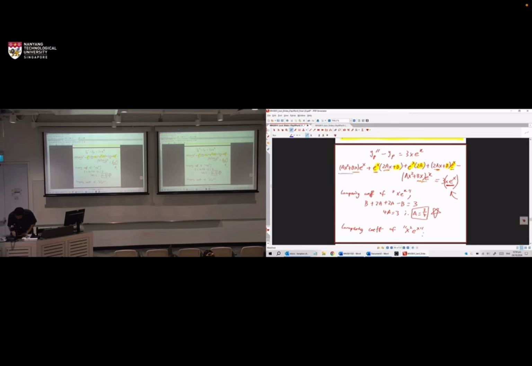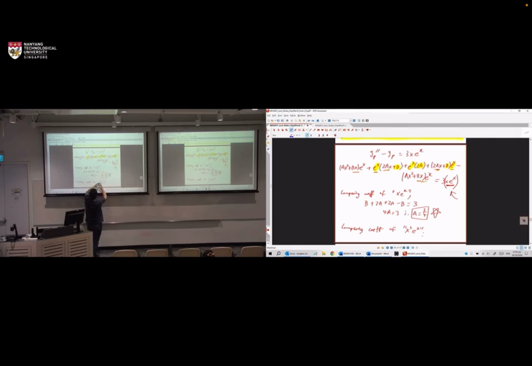Okay. You sub everything in until here, right? Equal to the right hand side, 3x e^x. Okay, 3x e^x. Now, the next technique is that over at the right hand side is x e^x. I will start to compare the coefficient of x e^x. So the right hand side is clear cut, it is 3 times e^x. So I put down 3 first.